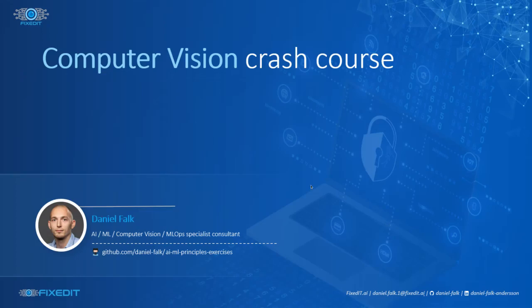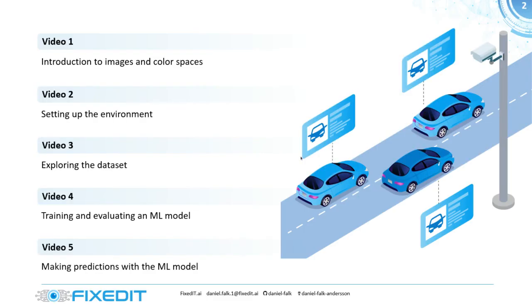Welcome to the fifth and final video in this computer vision crash course. In the last 4 videos, we looked at how we can use Python to load and manipulate images in NumPy, what the different dimensions mean and how the color spaces are represented, and how we can use the Pillow library to visualize the images in the Google Colab notebook.